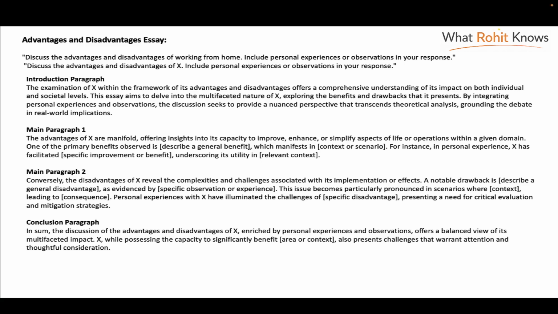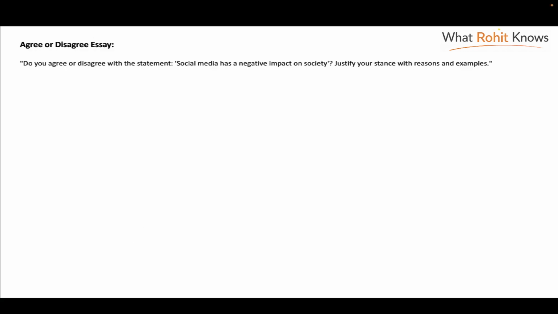Now let's look at the final essay type, which is the agree or disagree essay. A question of this essay type will look something like this. Do you agree or disagree with the statement? Then there'll be a statement and justify your stance with reasons and examples. Sometimes there'll be a clear statement or it might be written in a slightly different way, but you'll be able to identify what's the key theme, and around that they will ask you whether you agree or disagree with it.